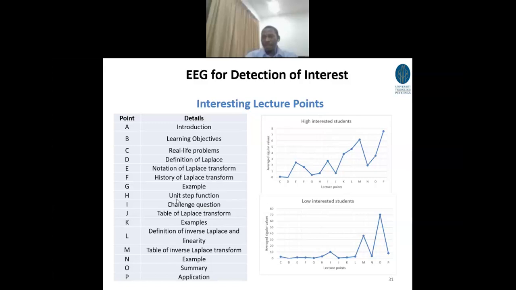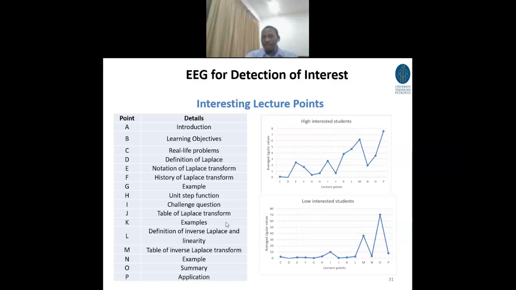Okay. Then we have the example. We have a few, for example, the unit step function, what is the definition? We add a challenge question. This is again coming from the literature review, especially from psychology, that when you bring a challenge question, some people will be attracted, will be interested. So this is a way at a particular time to bring the interest.